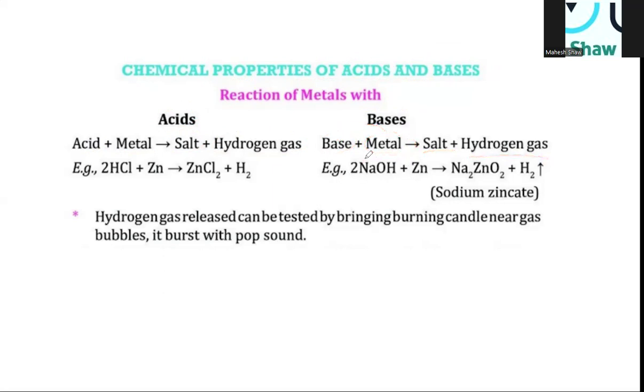gas. But there is a difference: most of the acids react with most of the metals to give salt and hydrogen gas. This reaction, that is reaction of a metal with base, is rare. That means only few active metals react with some strong bases to give salt and hydrogen gas. Well, in case of an acid, all those acids which are above hydrogen in the activity series. So if you remember the activity series, that is potassium, sodium, magnesium, calcium, these metals above the hydrogen, will react with acid to give hydrogen gas.